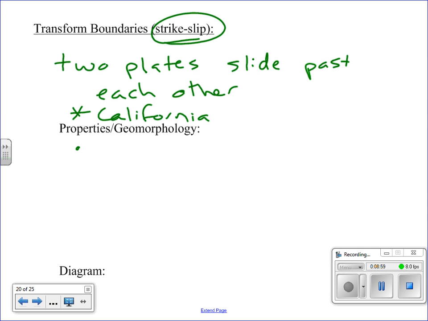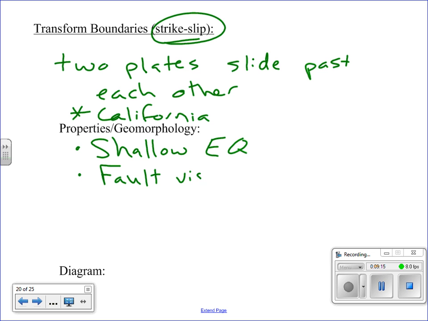The San Andreas Fault is a great example of this type of boundary. Typically, you're going to have only shallow earthquakes. Just like continent-continent convergence, there's no subduction, so only shallow earthquakes. You're not going to have much else. You might have a fault or evidence of a fault visible at the surface, but you're not going to have mountain formation. Again, no mountain formation because they're not colliding. They're sliding past each other. No active volcanoes because you don't have a subducting plate.